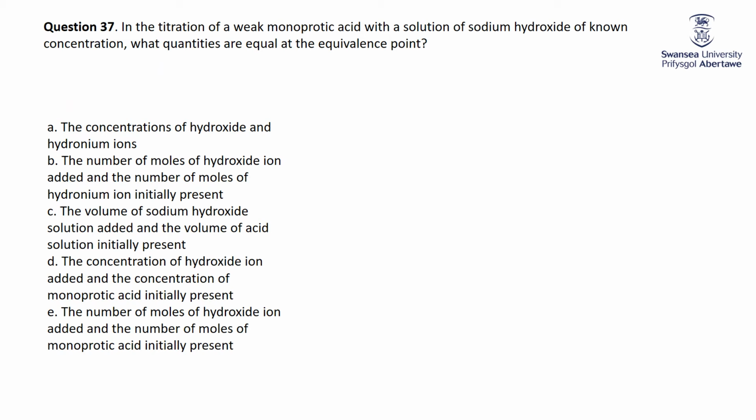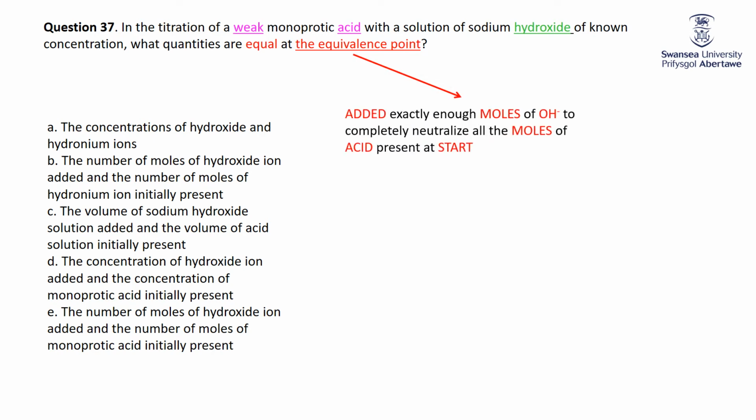So, titration of a weak monoprotic acid with a solution of sodium hydroxide of known concentration. What quantities are equal at the equivalence point? Well, at the equivalence point, you've added exactly enough moles of OH minus to neutralize all the moles of acid present at the start. Of course, actually you've added enough hydroxide ions to neutralize all the starting molecules, but instead of talking about individual ions and individual molecules, we put them together as moles. So it's the moles that are important, nothing else.